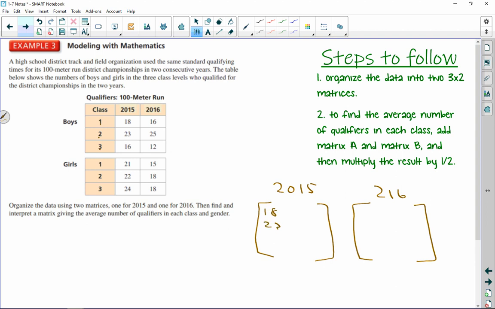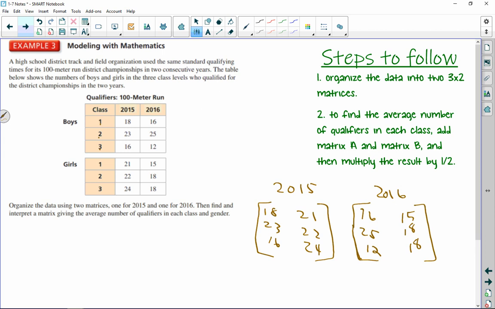18, 23, 16. And then over here it goes 21, 22, okay, 24. Okay, in the right hand column I put the girls. Oh, I missed it. Hold on. This should have been what? 16, 25, 12, sorry. And the girls, 21 there, 22, 24, and the right hand side would be what? Good. 15, 18, 18.